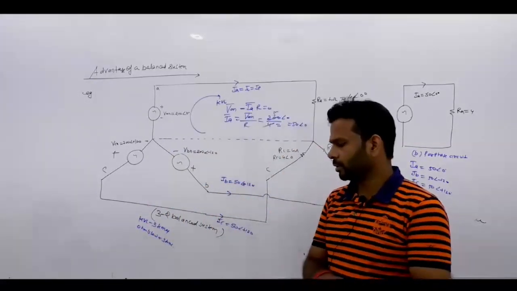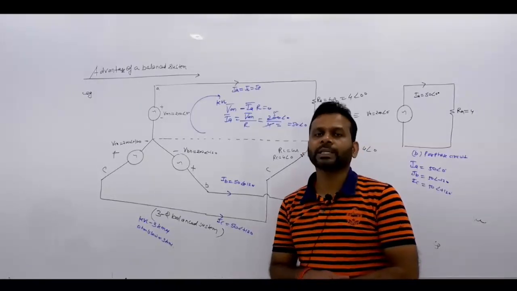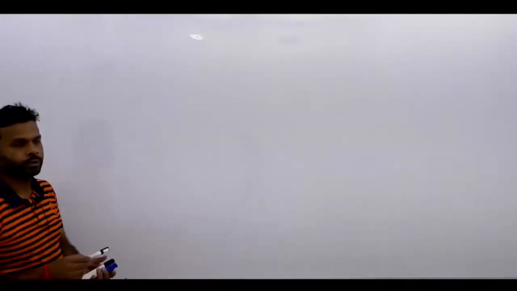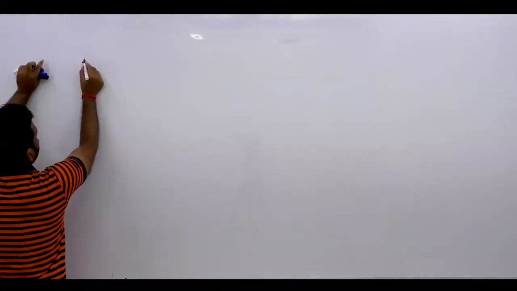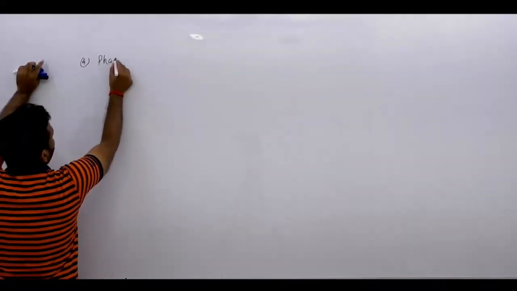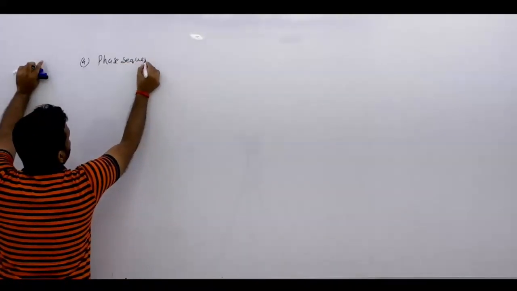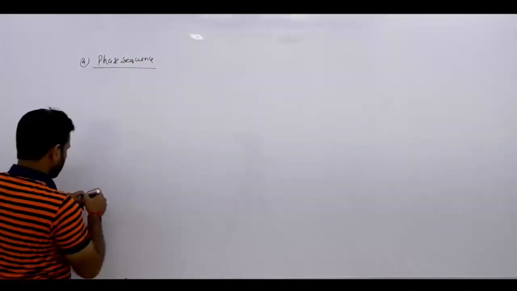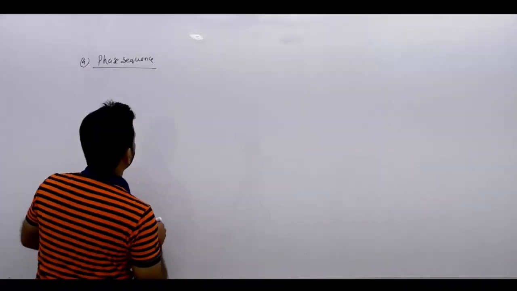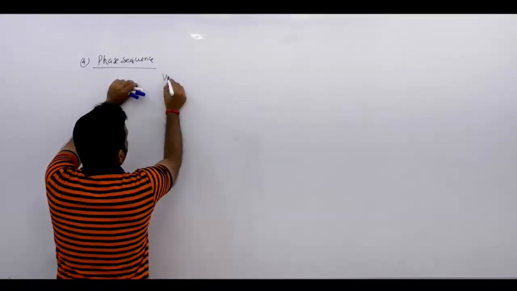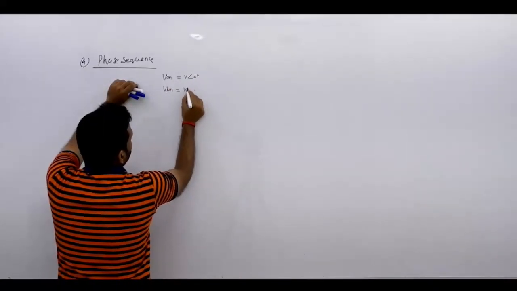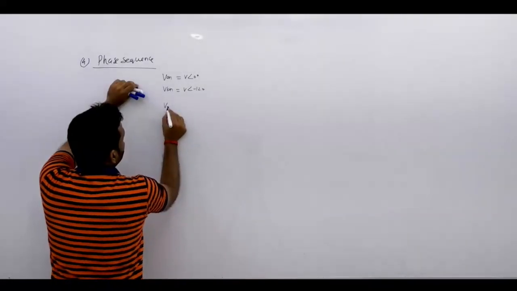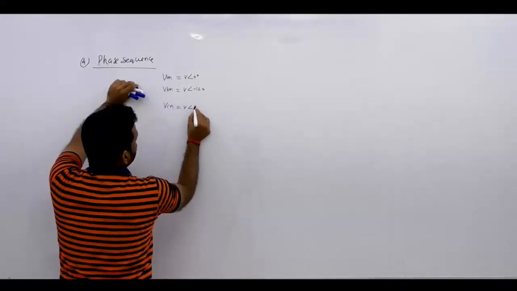Now let's take the third part of this system, phase sequence of the three-phase supply. Let's take the fourth definition of the three-phase definitions. So the fourth part is what? Phase sequence. I will just take a first example, then I will tell you. So VAN is V angle 0 degree, VBN is equal to V angle minus 120 degree, and VCN is equal to V angle plus 120 degree.